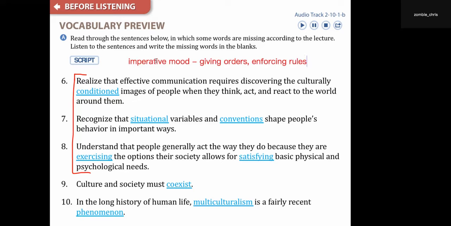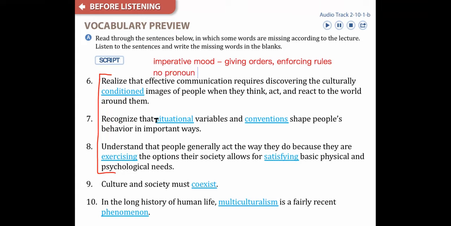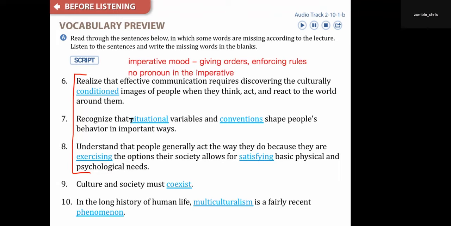or enforcing rules can sound very confrontational and can sound very aggressive. It's really something that only the police and the army would do. You would very, very rarely use the imperative mood in the sense of giving orders or enforcing rules. So you can see here: realize that, recognize that, understand that. There is no pronoun here. It's not used in the imperative.